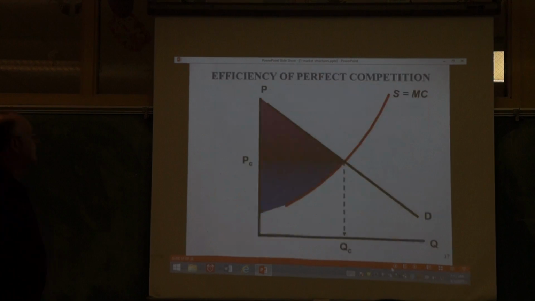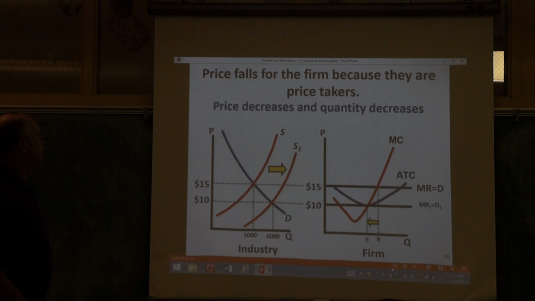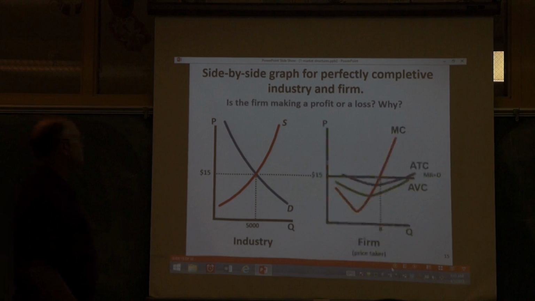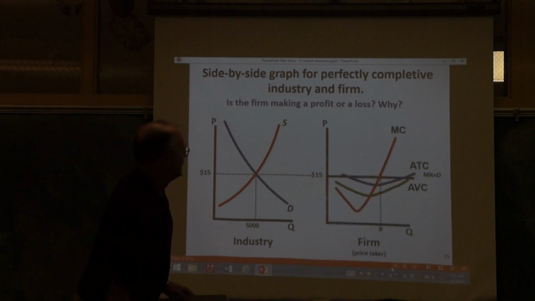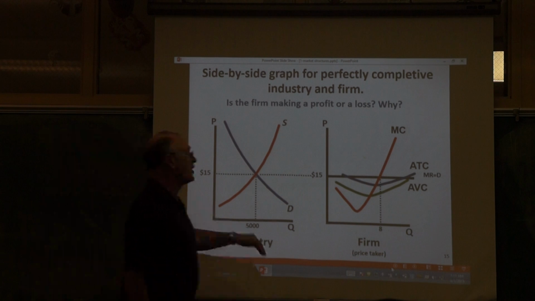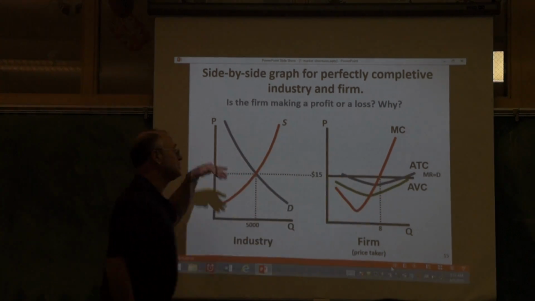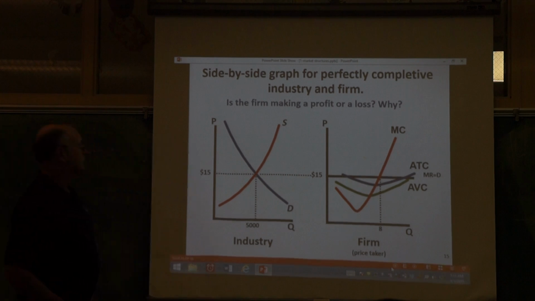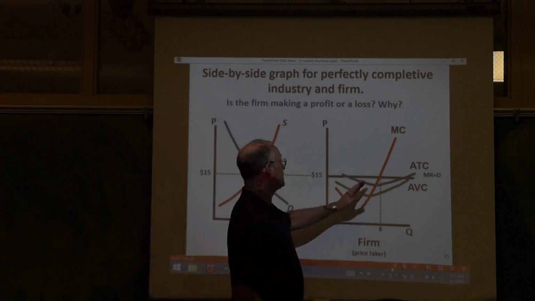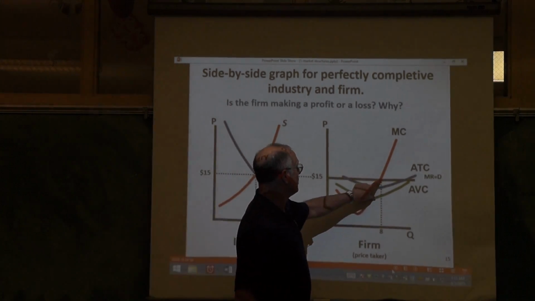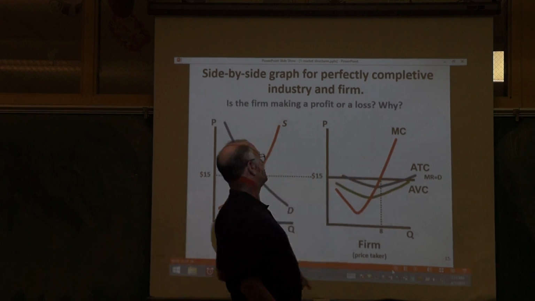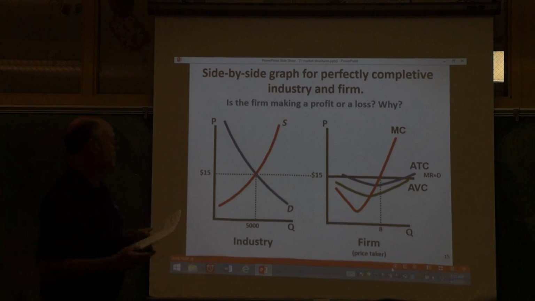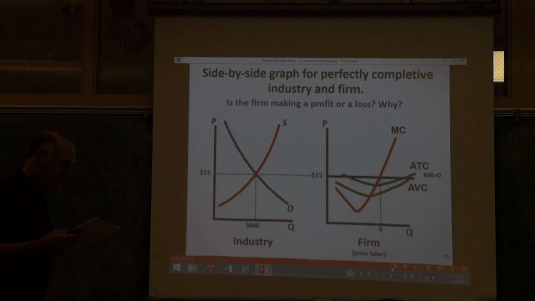Okay, here's your side-by-side graph. And I like to say you drop it for profit. You drop the ATC below the price. You drop it for profit. And if you are making your profit box, you go to where MC intersects MR, which is the profit maximizer, down to ATC and across. I'll give everyone a second to write that down or copy the graph, and then I'll talk to you about it.